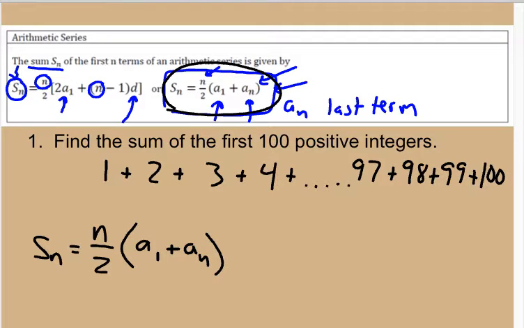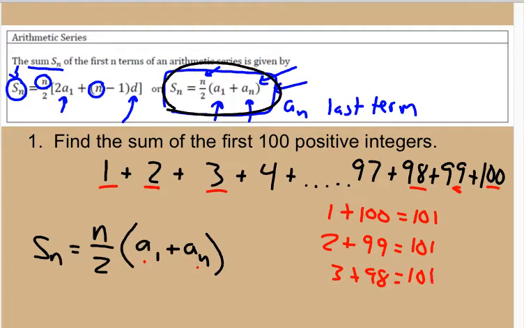Here it says take a sub 1 and add it to a sub n. 1 plus 100. Well, 1 plus 100 equals 101. There's a pattern here. Now take the second term and the second to last term. If you add those, 2 plus 99, you're going to get the same thing, 101. 3 plus 98.